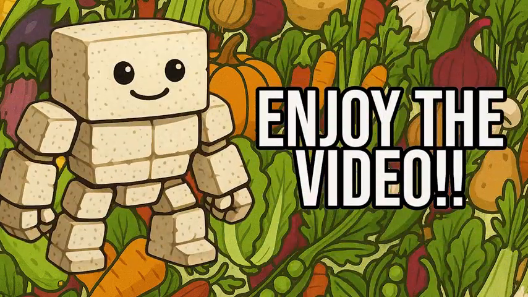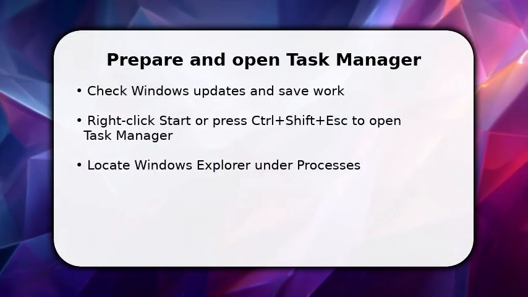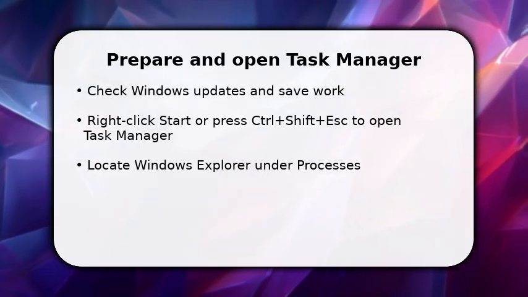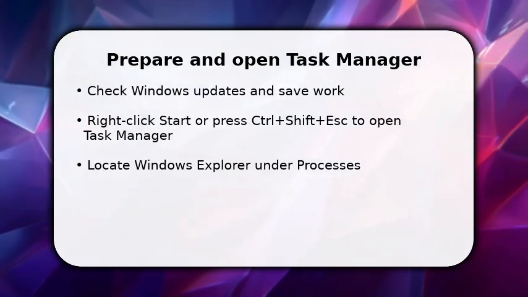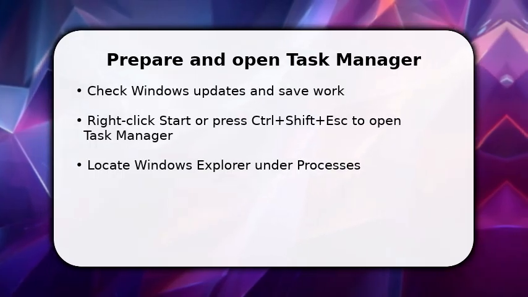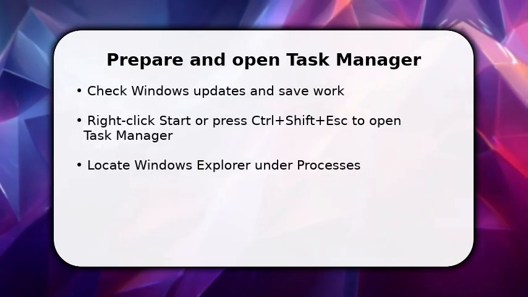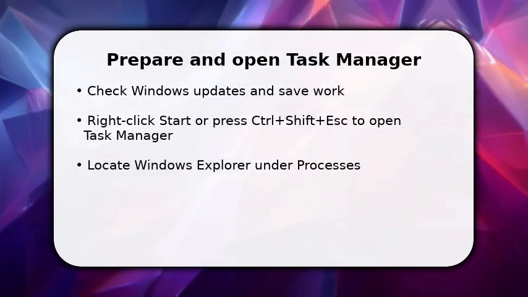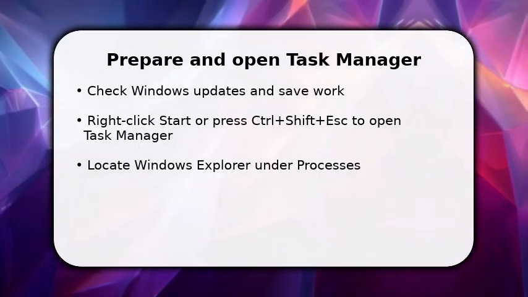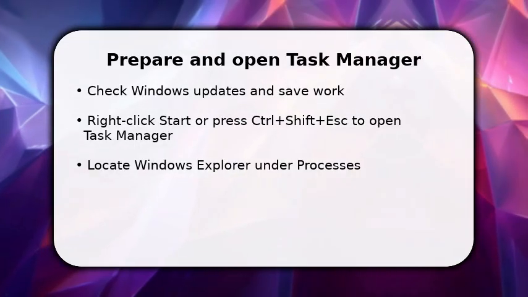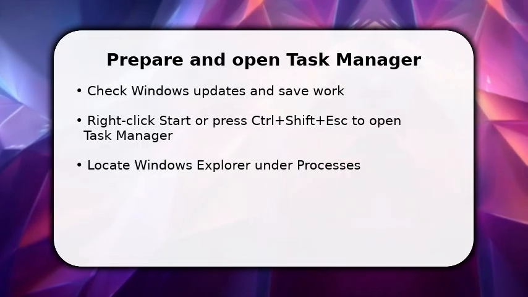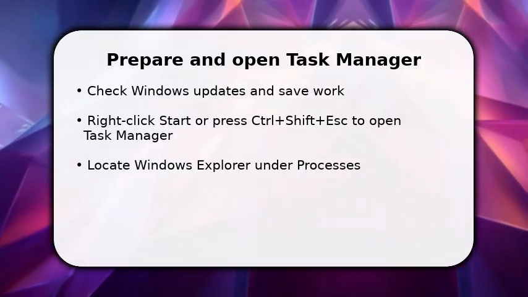Please enjoy the video. You'll start by saving work and confirming Windows is up to date. This prevents data loss. Next, open Task Manager by right-clicking Start or pressing Ctrl plus Shift plus Esc so you can control Explorer. In Task Manager, expand the Processes list and find Windows Explorer. This process handles the Taskbar UI. Once located, you'll restart it to rebuild the taskbar.